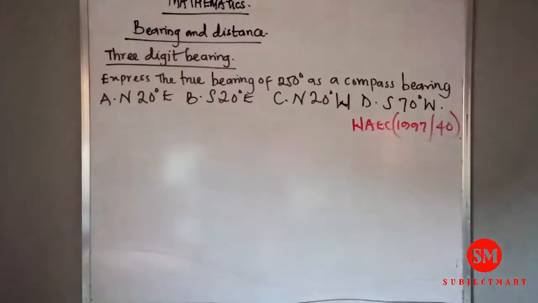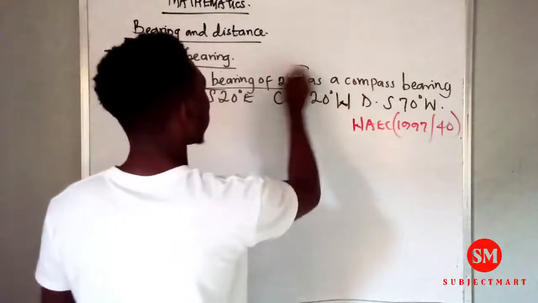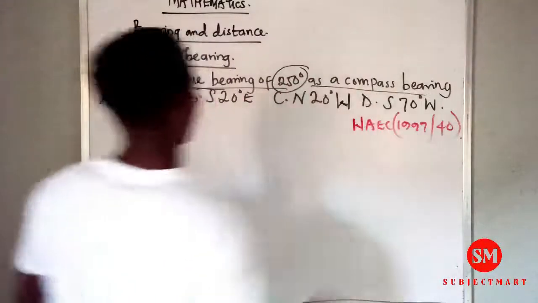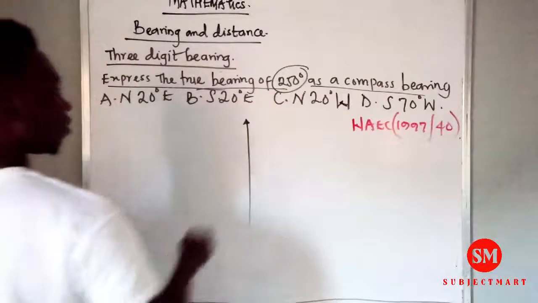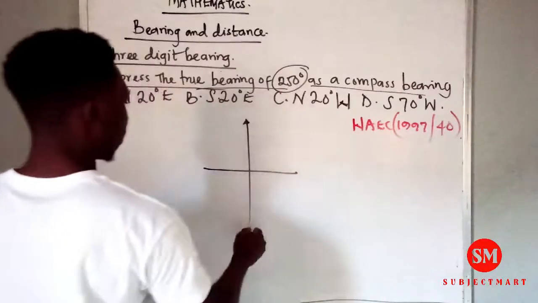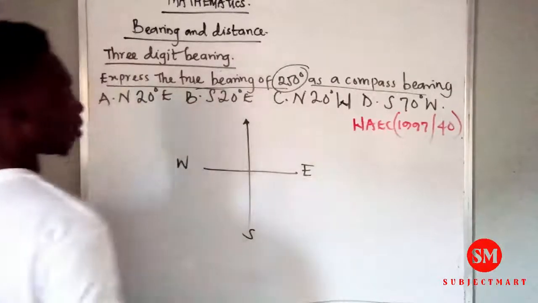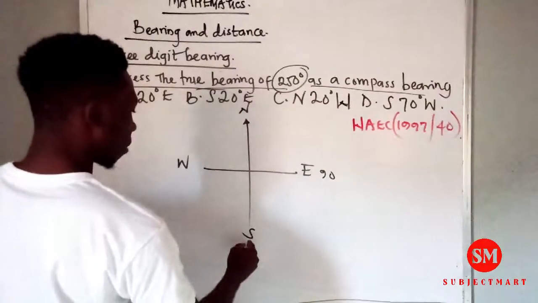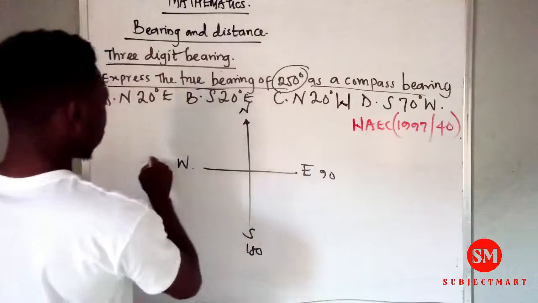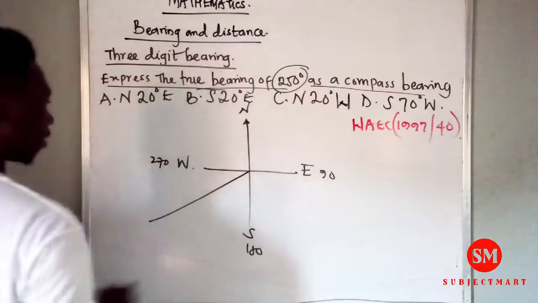Now, looking at this question, WAEC 1997, question number 40, it says, express the true bearing of 250 degrees as a compass bearing. Now, we have our north, we have our south, we have our west, and we have the east. So this is 90, 180, 270. That is, 250 is around here. So 250 is around here.